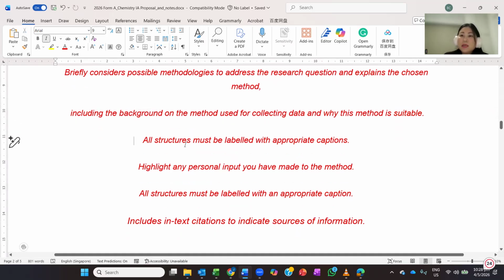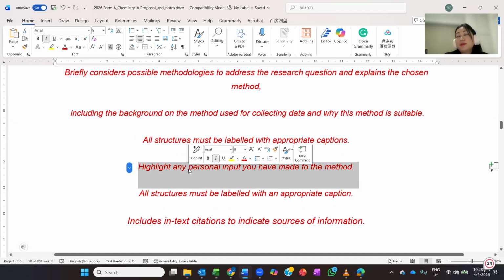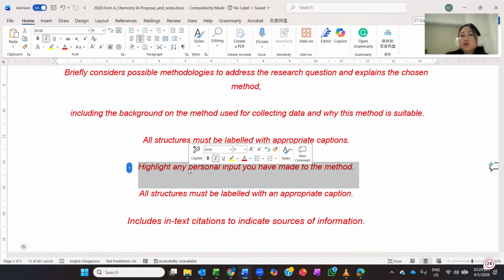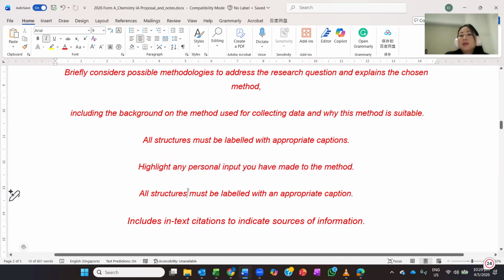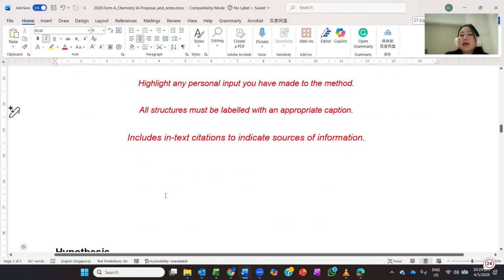All the structures, chemicals, pictures must be captioned and labeled nicely. If there's any personal input that you have made to the method, that means you have made some adjustment because it's not available in the lab, or because you don't want to use so many chemicals, so you choose to dilute it, to use lower concentration to reduce chemical waste, all these types of personal input will have to be reflected and stated clearly. Because that will also help you to impress your marker a bit. So the structures must be labeled with captions.